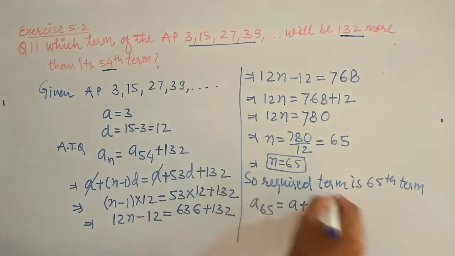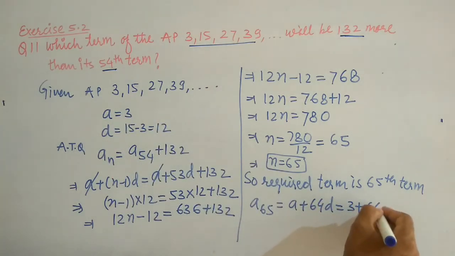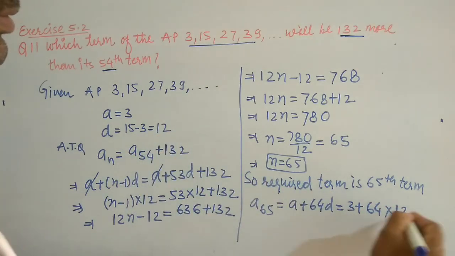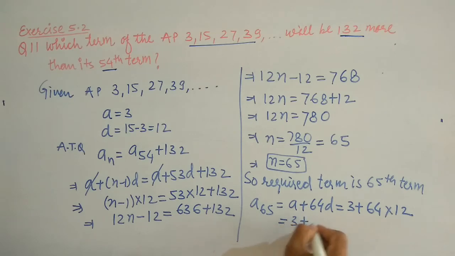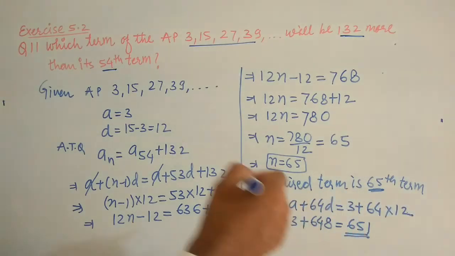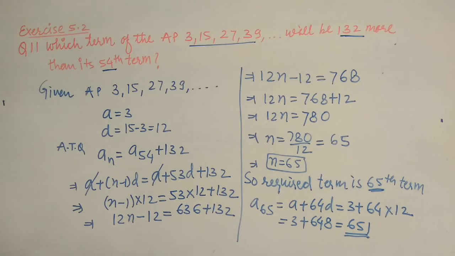A, value of A is what? 3. 3 plus 64 into D. The value of D is what? 12. So it is 3 plus 48 and 64... it is 651. हम टर्म भी फाइंड आउट करेंगे, वैसा हमें यहाँ फाइंड आउट करना था विच टर्म. सो इट इज 65th term.